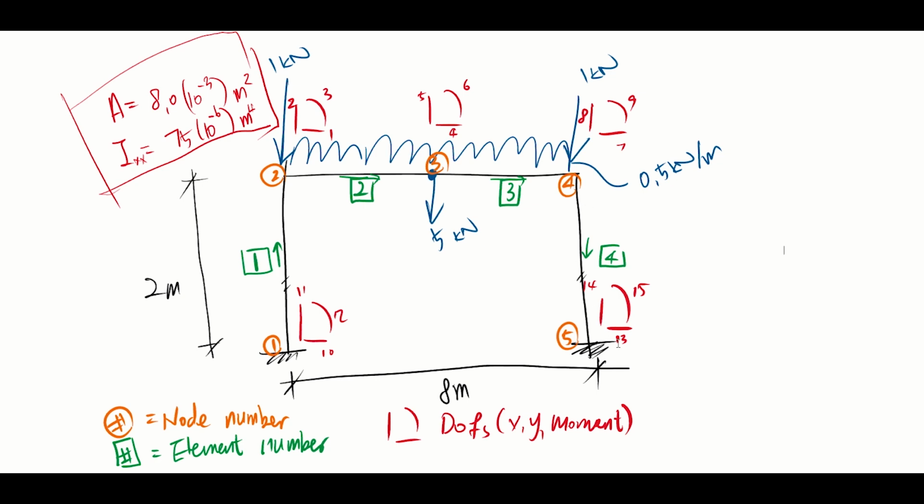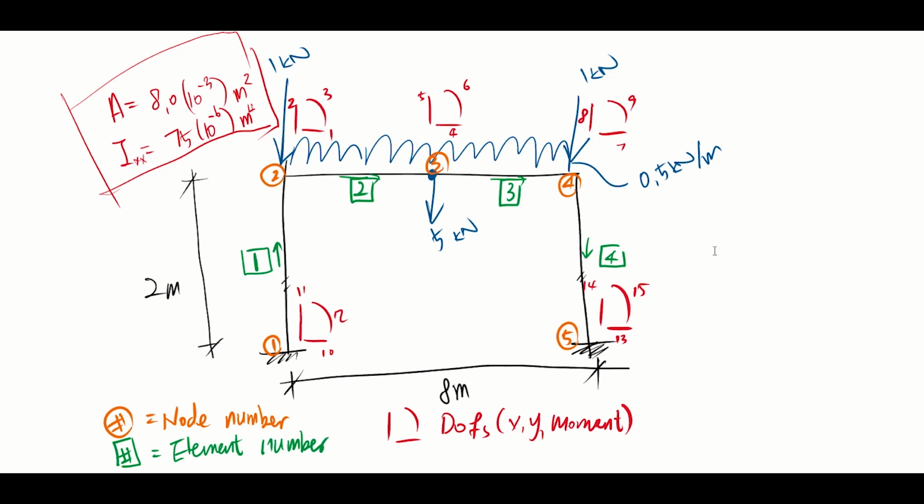So come back to your first node to number the fixed degrees of freedom for the x, y, moment, so 10, 11, 12, and moving on to your next fixed degrees of freedom, which is the fifth node, so x, y, moment, 13, 14, 15. So pretty much your global stiffness matrix will look like a 15 by 15 matrix, right?